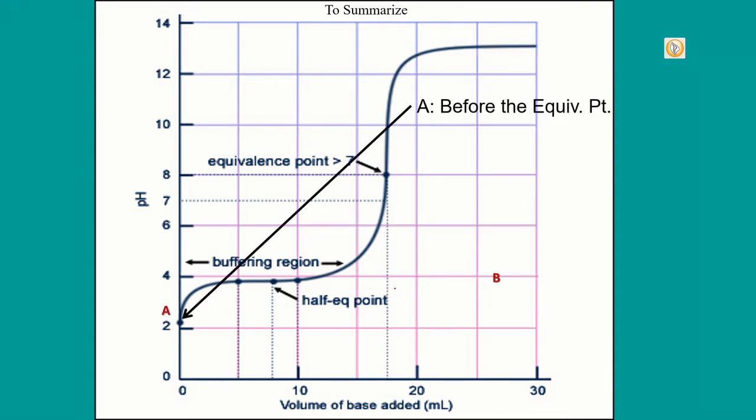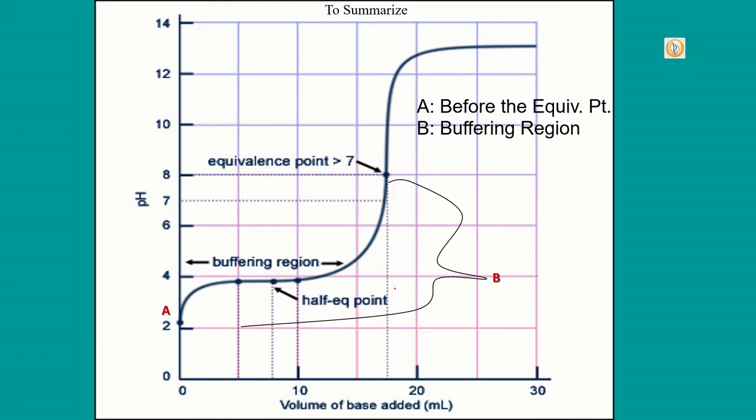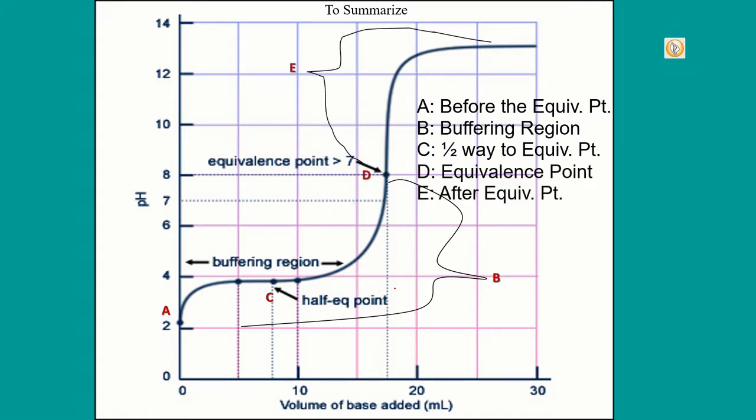So before the equivalency point, we have this buffering region, when we start and before the equivalency point. We have halfway, which is a really important thing that comes up a lot. We have the equivalency point, and we have that after the equivalency point. Those are the certain areas.